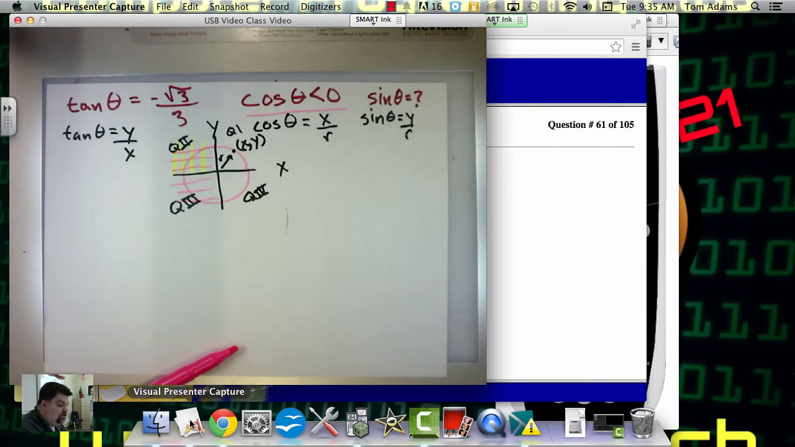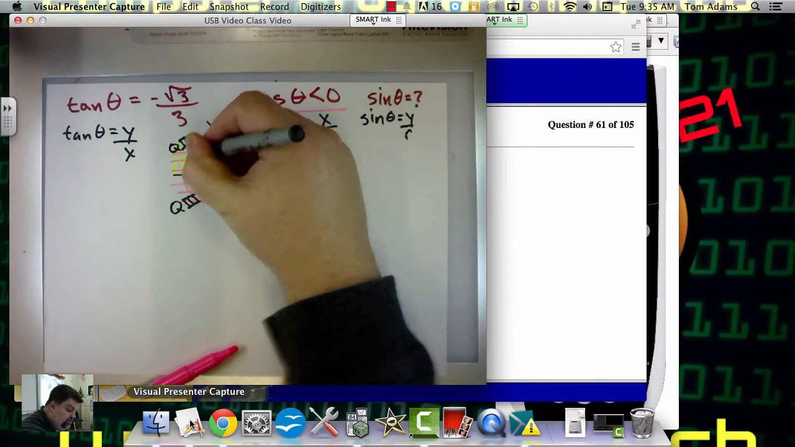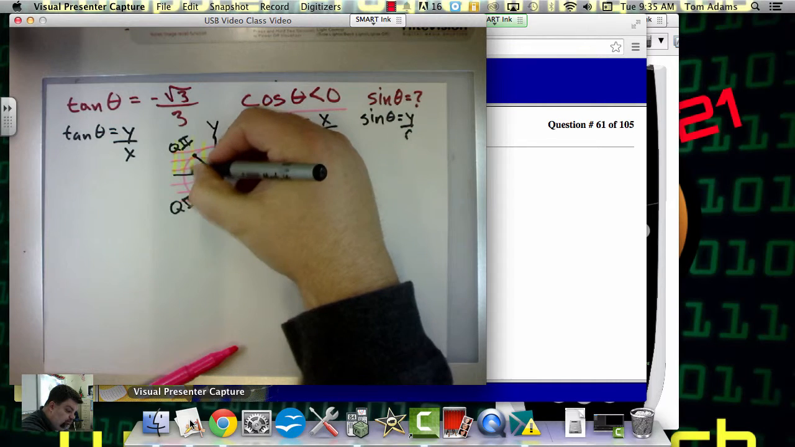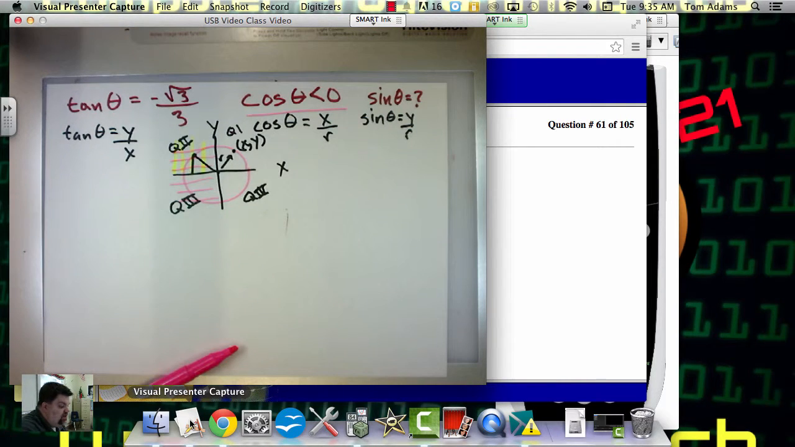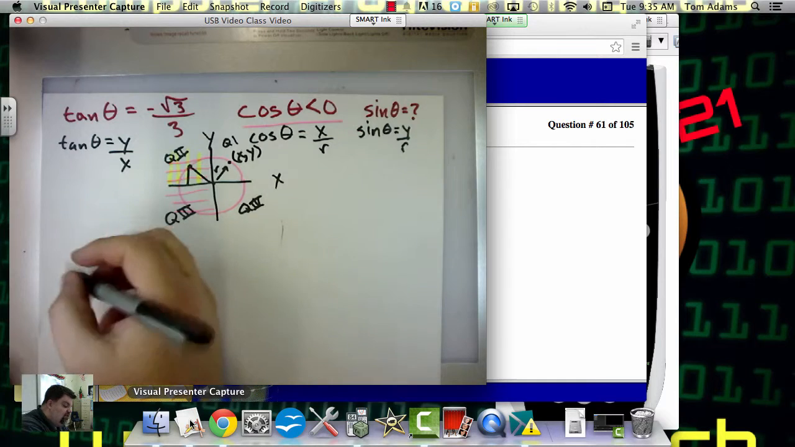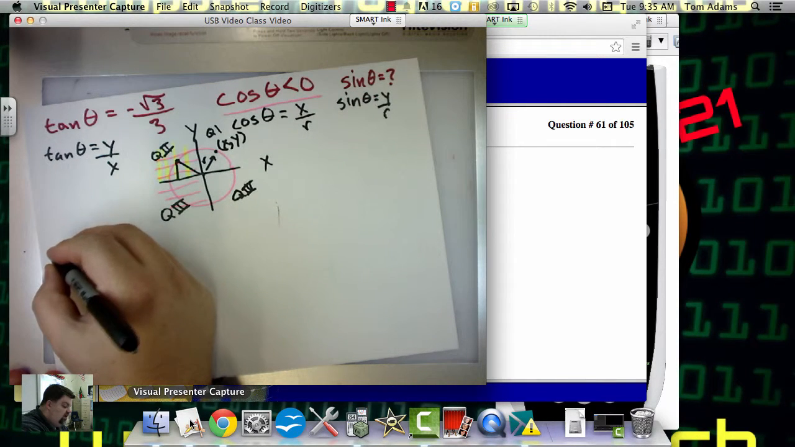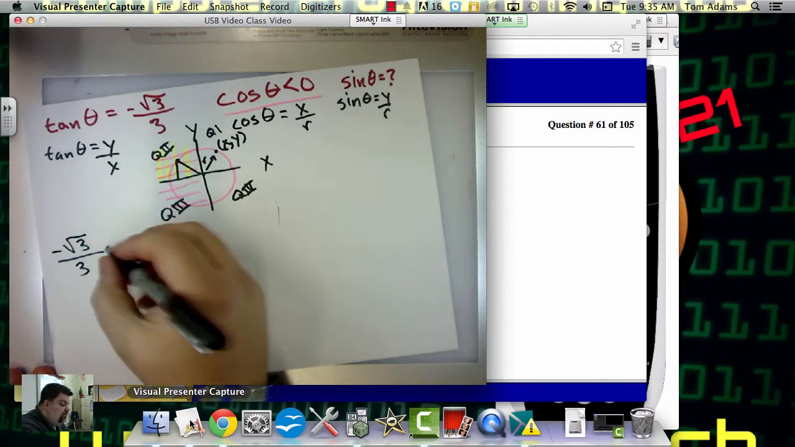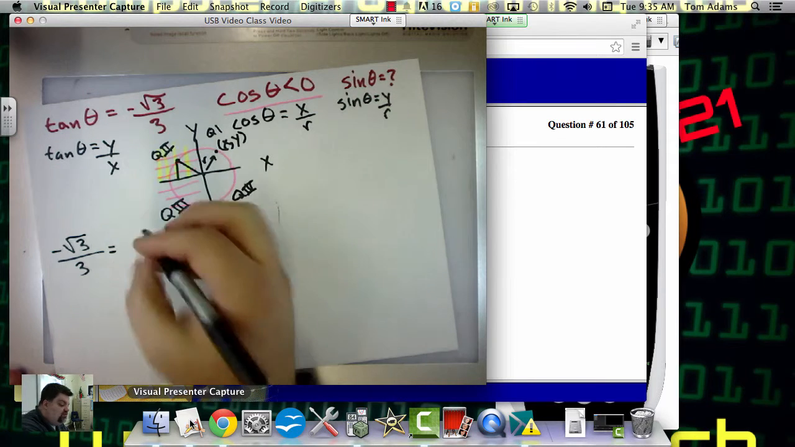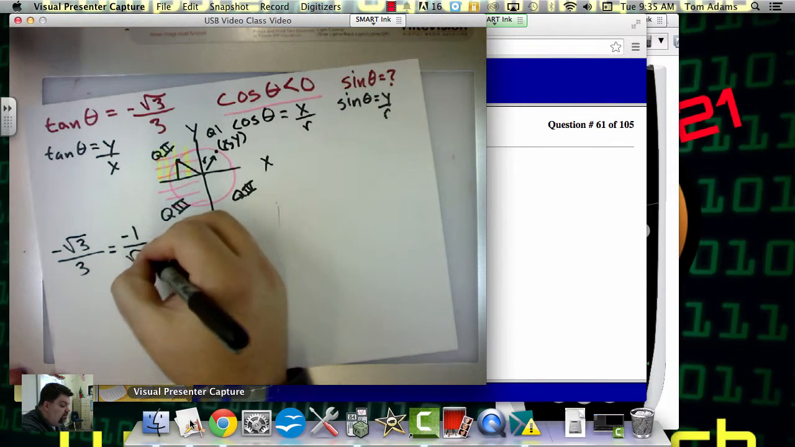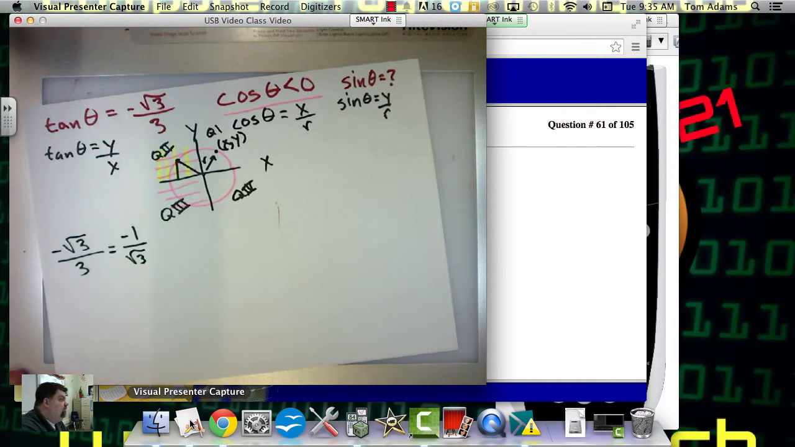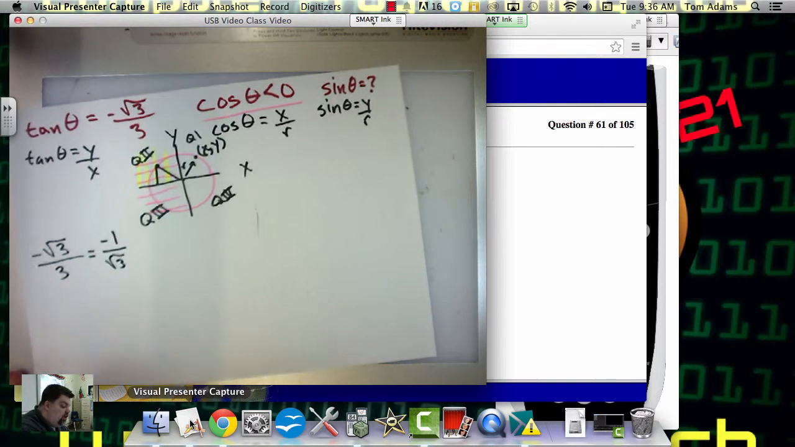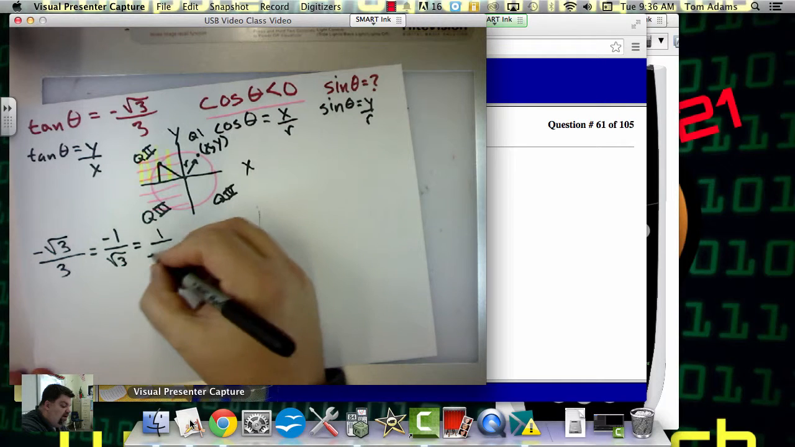So there's going to be a right triangle here. Now this is where it gets a little confusing, I think. You're going to have to kind of know this. What's another way to write negative square root of 3 over 3? Well, remember, that's the rationalized solution, so that's really negative 1 over the square root of 3. Or positive 1 over negative square root of 3.